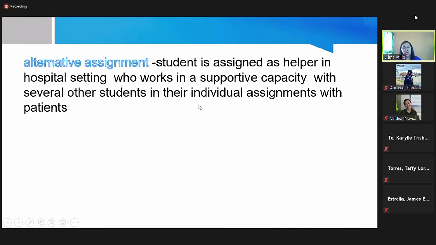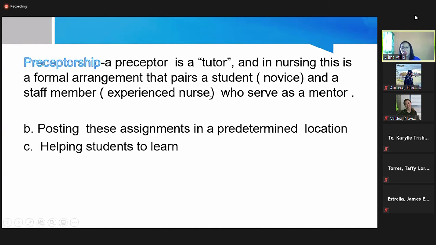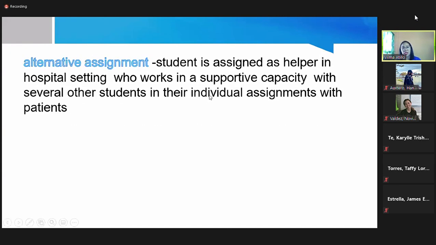Then alternative assignments, student is assigned as help as... ano na ba ito? Hindi ko mabasa. Ay, sorry. Student is assigned as a help to hospital setting who works in a supportive capacity for several other students. The individual assignments in particular patients.